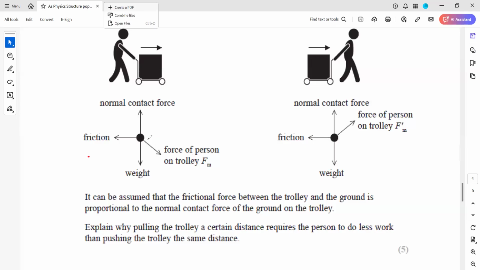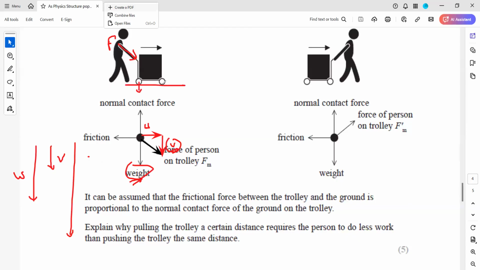When a person is applying a force like this, this force will have two components. What are the two components of the force? There will be a horizontal component and a vertical component, which is downward. As a result, the total downward force increases, because the weight is there plus another vertical component due to pushing. So the total downward force increases.